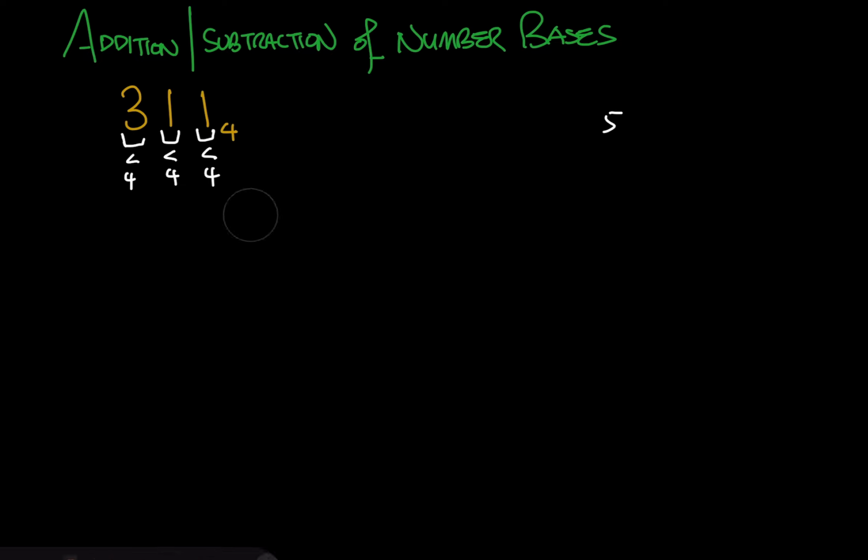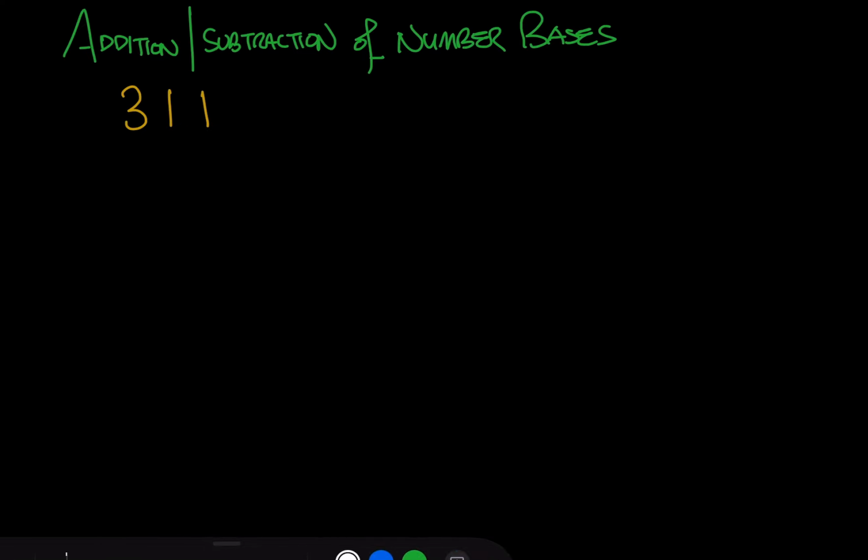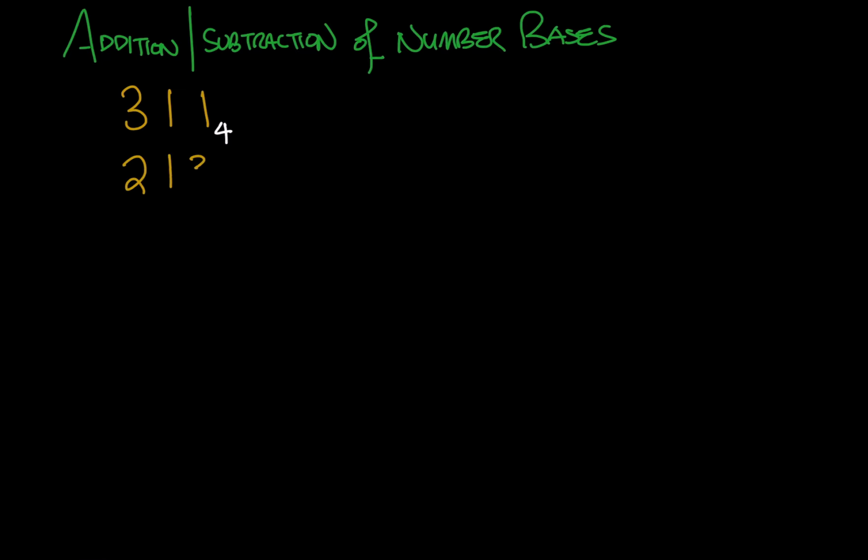So we've been given a problem here, and the problem we have is 3, 1, 1. That 3, 1, 1 that we are having is in base 4. So we're going to have base 4 here, and then we are adding it to 213. And that 213 is also in base 4.